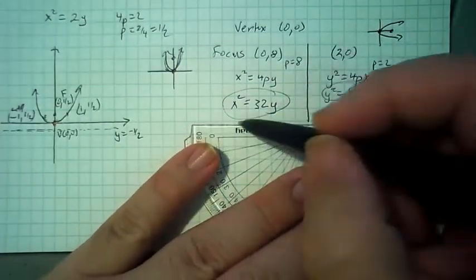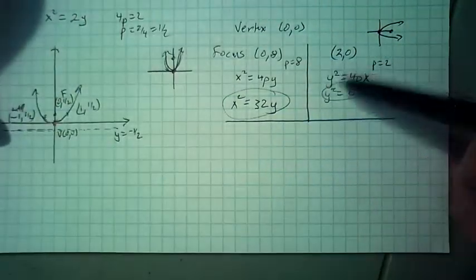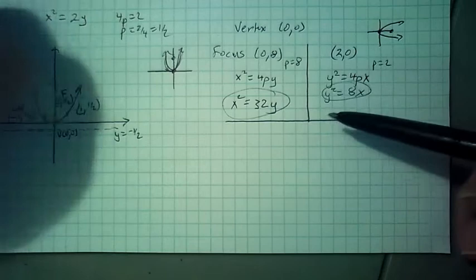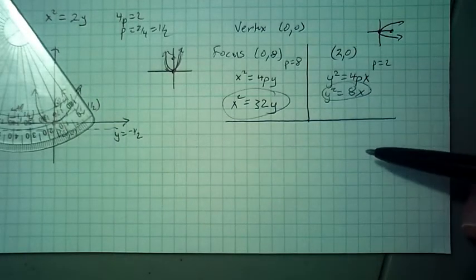Oh, if the focus were underneath or to the left, p would end up being negative. And that would be fine. You just have a negative number here.